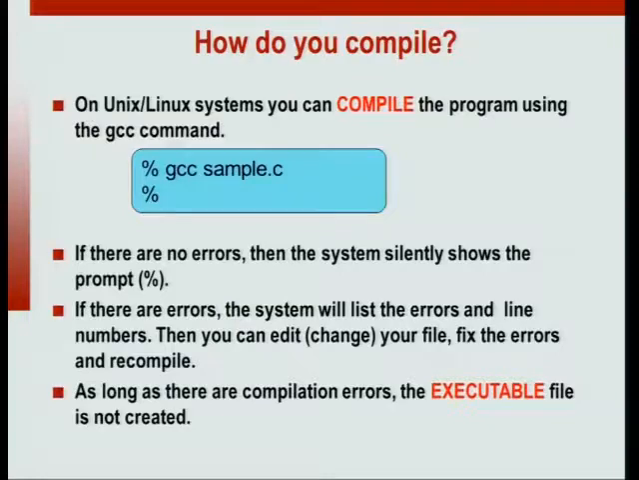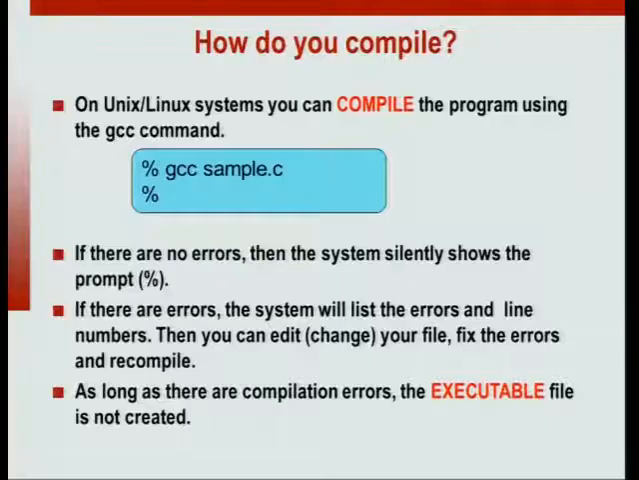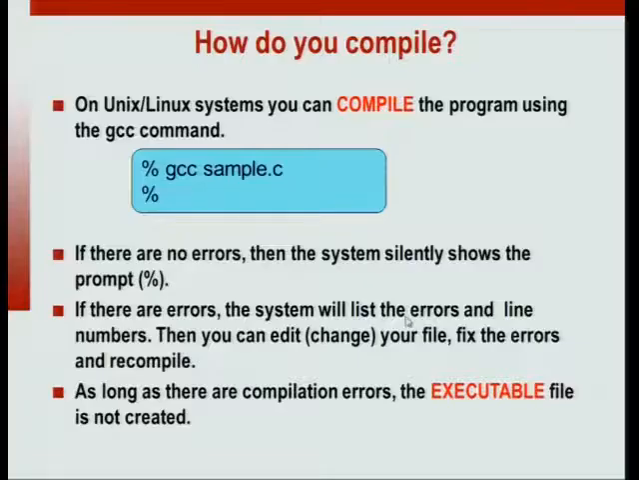How do you compile? We have just seen why we bother with compilation, and on Unix or Linux systems, you can compile the program using the GCC compiler. GCC stands for GNU C Compiler. So for example, if you have edited and saved your file as sample.c, you can just type on the command prompt on the terminal: gcc sample.c. If your code does not have any errors, then the system will silently finish the compilation and show you the prompt.